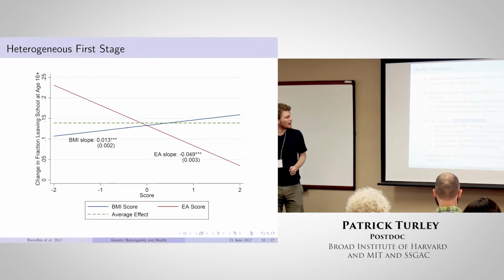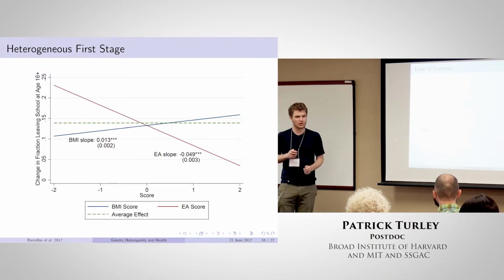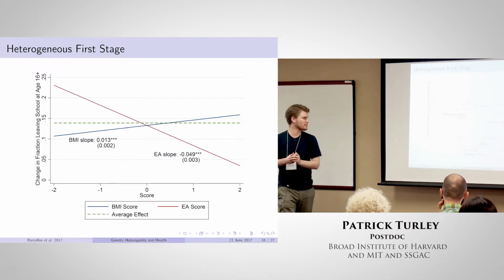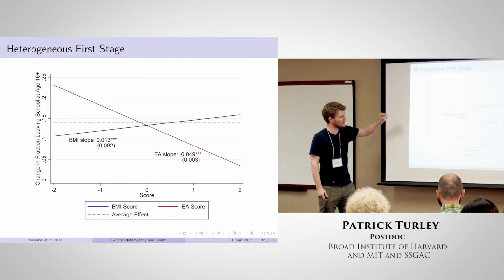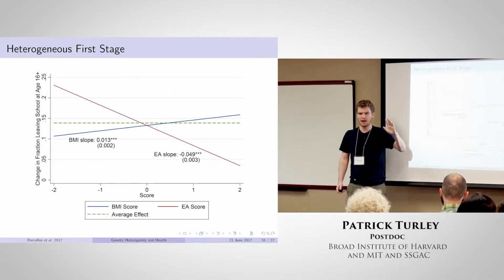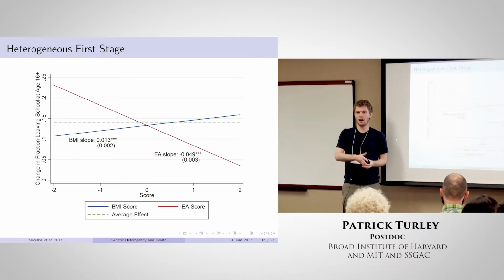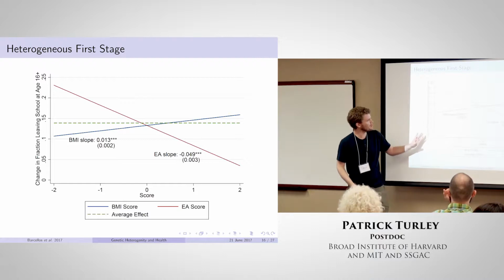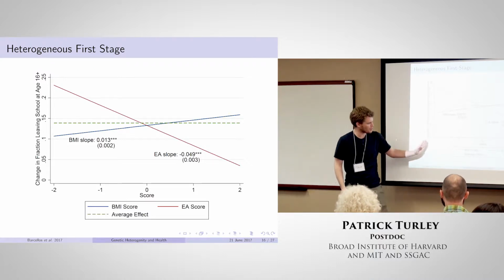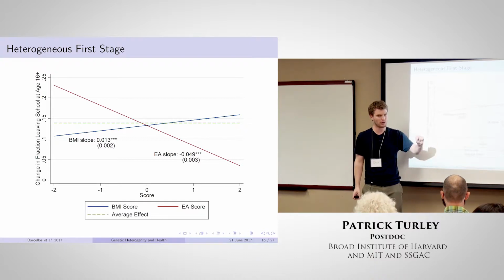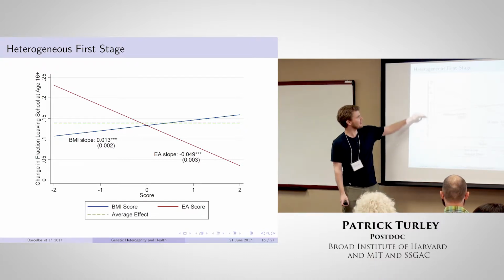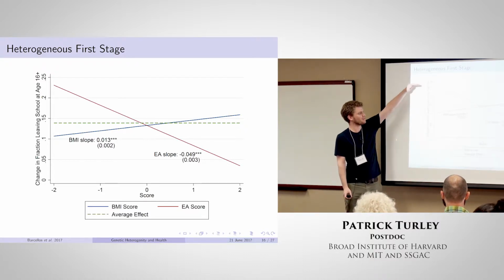Okay, great. So let me show you some results. This is what Remy was asking about. This is the first stage. What I've plotted here is the effect of the policy on people who have different scores. If you look at this, it's sort of intuitive once you think about it. On the x-axis is the value of the polygenic score, either the BMI score or the EA score. And here is the change in the fraction leaving school at age 16 or later.